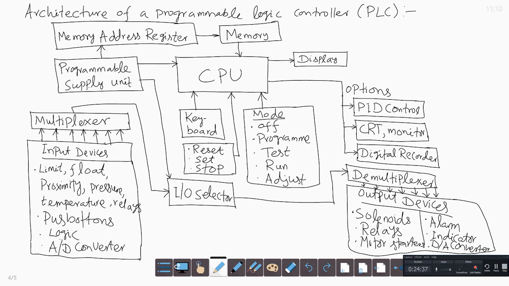And the CPU can operate with reset, set, stop control signals. It can also have different modes like off mode, run mode, adjust mode. In adjust mode, programs are modified. In run mode, programs are executed, and output data goes through the IO selector to the demultiplexer, and the demultiplexer through appropriate switches sends signals to the appropriate output devices. Output devices can be solenoids, relays, motor starters, alarm, indicator, digital to analog converter, like this. So, this is the architecture of the programmable logic controller.